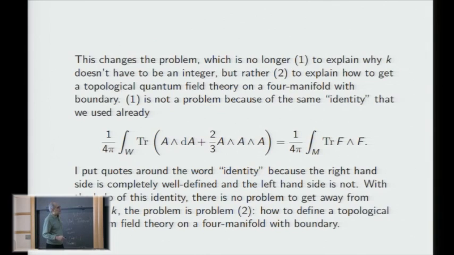Why K isn't an integer isn't a problem because of the same identity we used already. Well, it's not really an identity. The right-hand side is a well-defined real number. The left-hand side is defined modulo 2 pi. So, it's an identity mod 2 pi, but the point is that the right-hand side is a better definition when it's available. So I put quotes around the word identity because the right-hand side is well-defined as a real number, the left-hand side is not. But with the help of this identity, there's no problem to get away from integer K. The problem is how to define a topological quantum field theory on a 4 manifold with boundary.